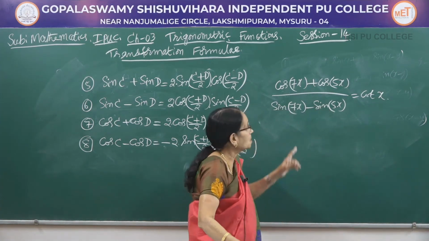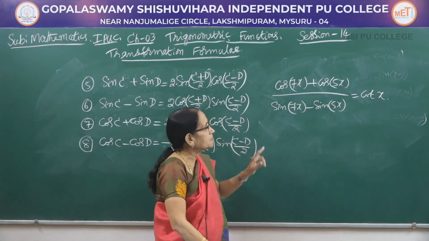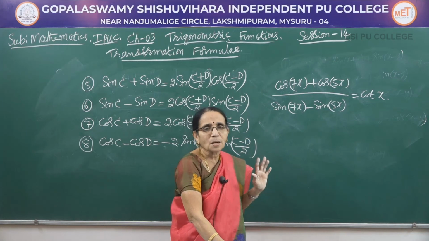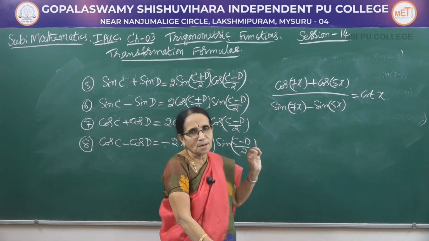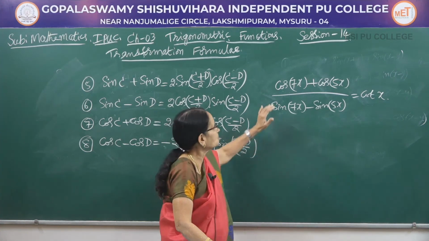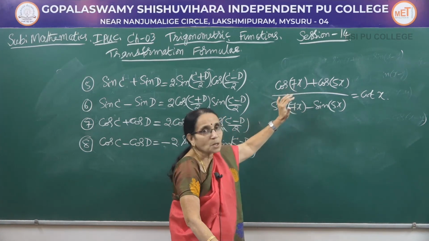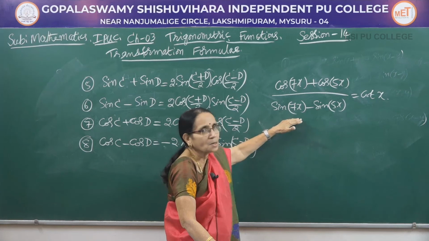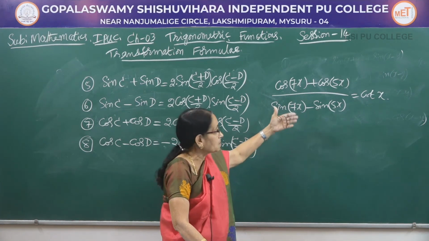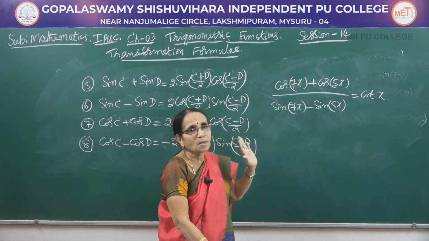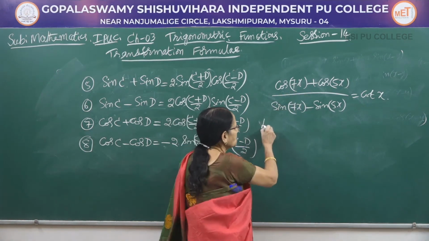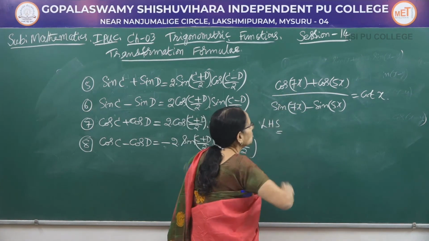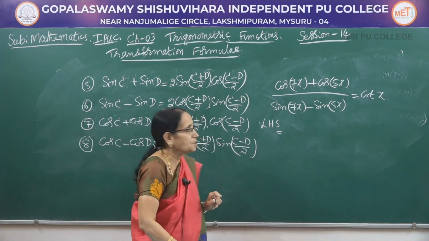Now look at the right hand side. It is cot x. By the basic definition, cot theta is equal to cos theta by sin theta. That means that somehow you have to get cos x from the numerator and sin x from the denominator, maybe as a common factor. Then only you can get the value cot x. Start from the left hand side. Look at the numerator. Which formula does it resemble?